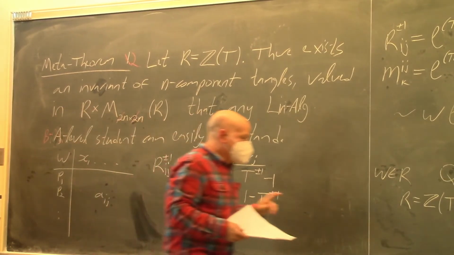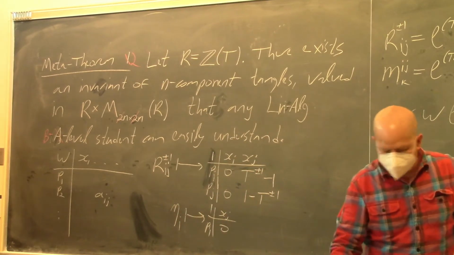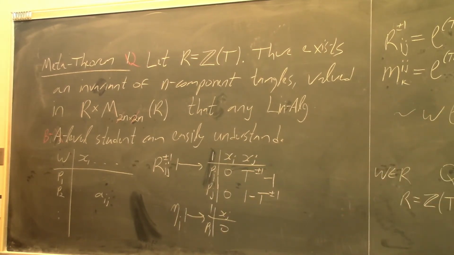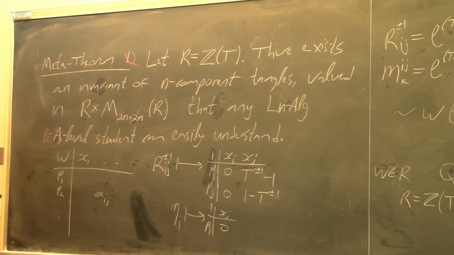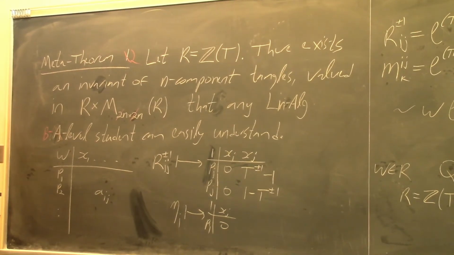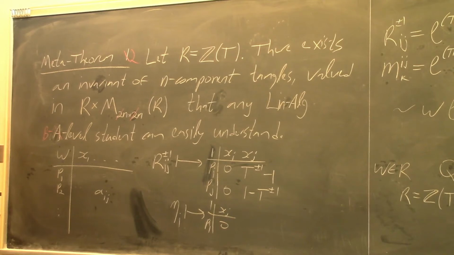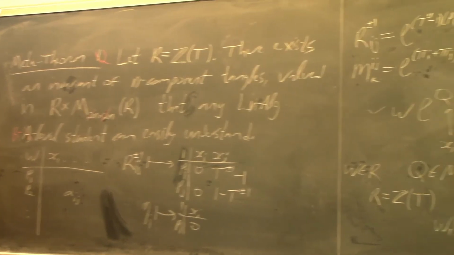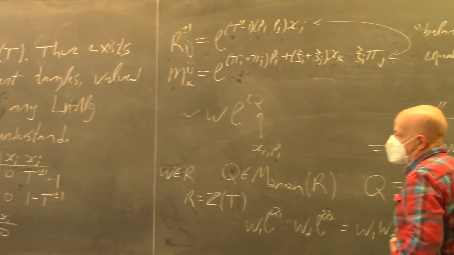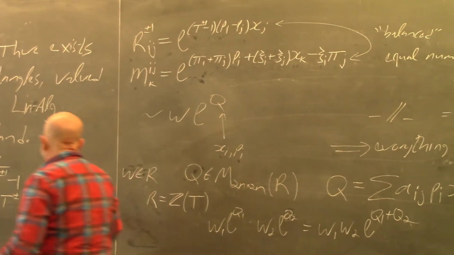Okay, but I do need to tell you one more thing. Remember that I could also multiply things. So if you multiply omega_1 e to the q1 with omega_2 e to the q2, the result is omega_1 omega_2 e to the q1 plus q2.